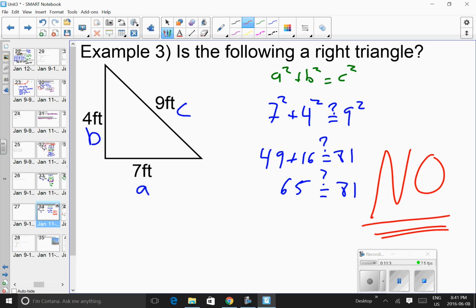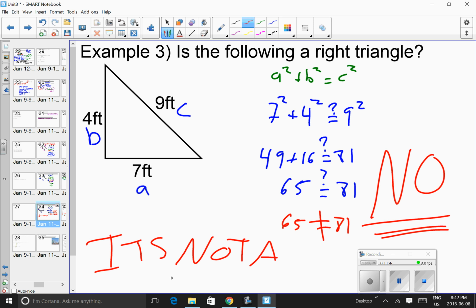Right? 65 and 81 are not the same. 65 does not equal 81. So because they're not equal, it's not a right triangle. It is not a right triangle. If they turned out to be the same number, then yes. So it is not a right triangle.